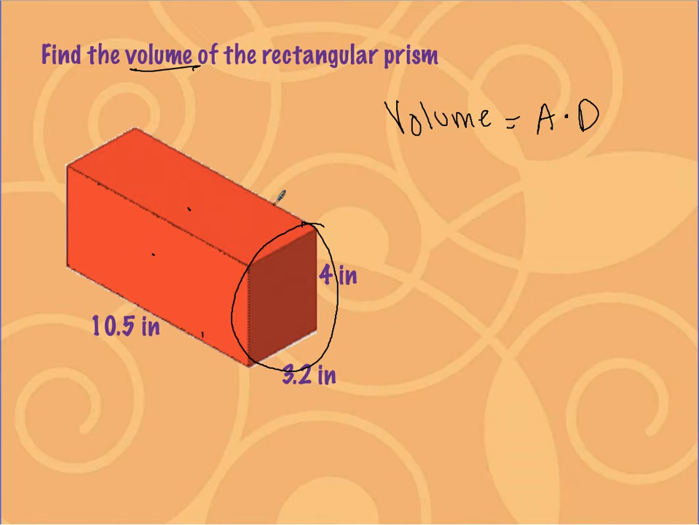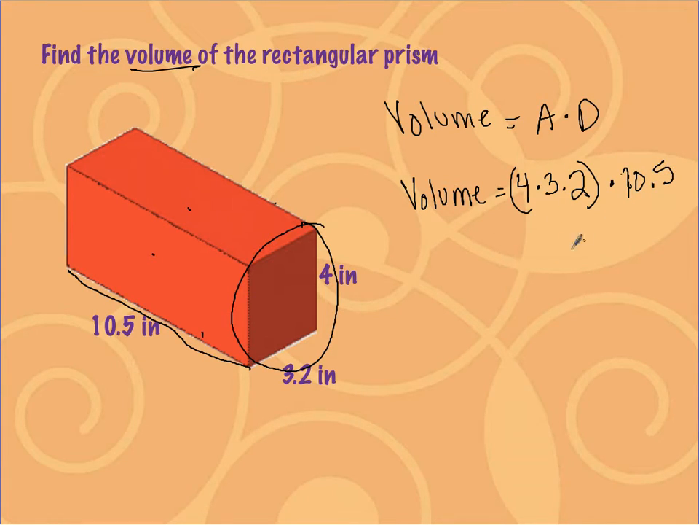Yes, this could be parallel with the one over here, but since there's 4 of them that are equal, that's not my base. So the area of my base is 4 times 3 2/10. So that's what's getting put in for my area. And then my depth, it goes 10.5 inches deep. Okay, so I can do the multiplication.